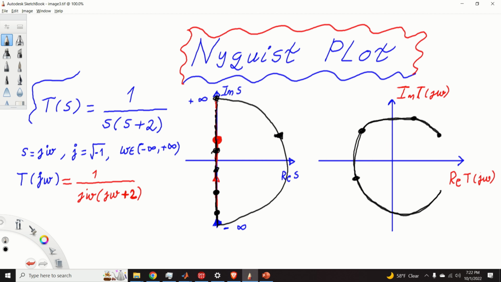And for every point on this graph, we are trying to find a point in this other complex plane that represents the real part of our transfer function and the imaginary part of our transfer function. Now that we understand the basic idea of the Nyquist plot, let us try to construct the Nyquist plot. So here is our transfer function. Our transfer function T of s is 1 over s multiplying s plus 2.